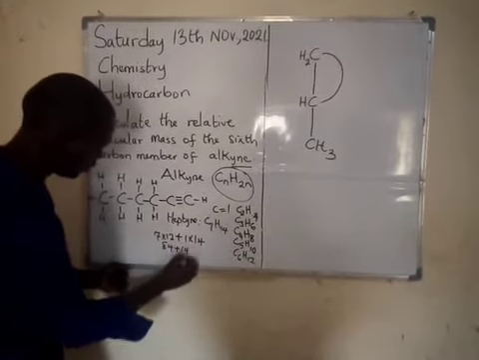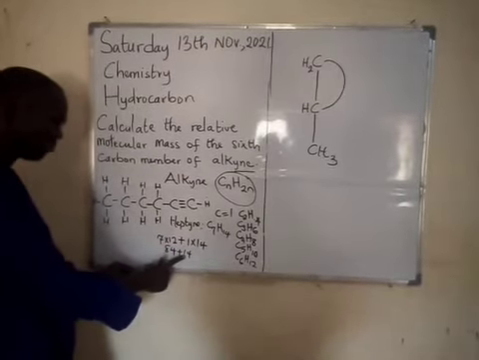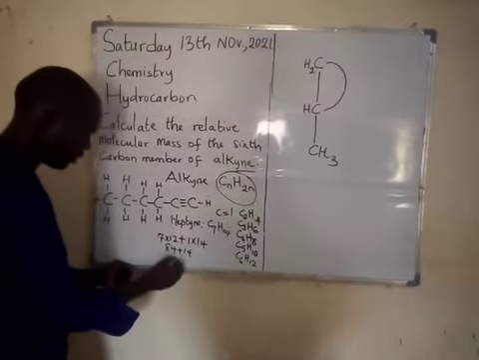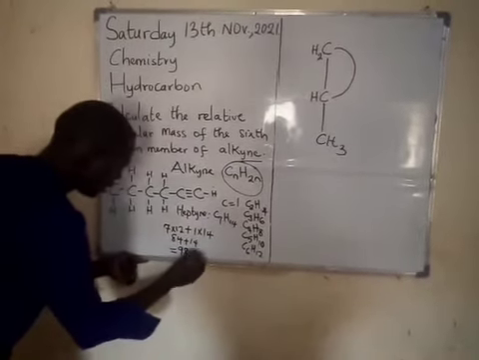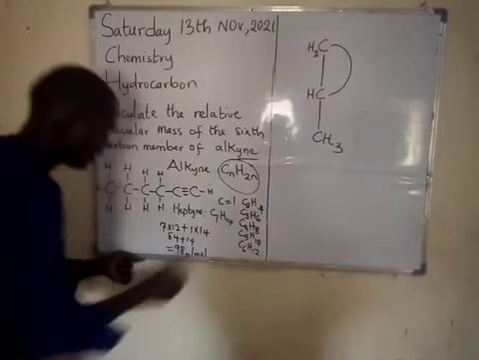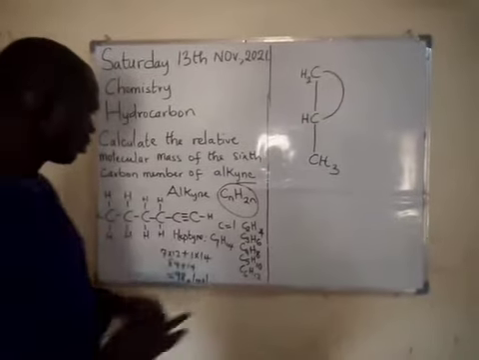So that is 84 plus 12 times 1, which gives us 12. So what will be our answer? 84 plus 12 will give us 96. So the relative molecular mass of the compound is 96 grams per mole. That's the solution to the first problem.